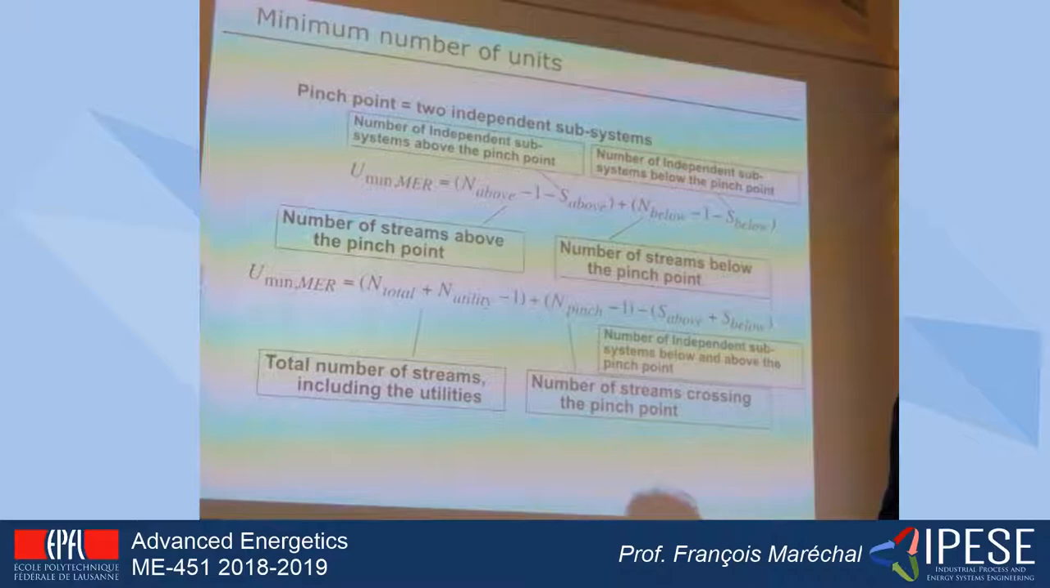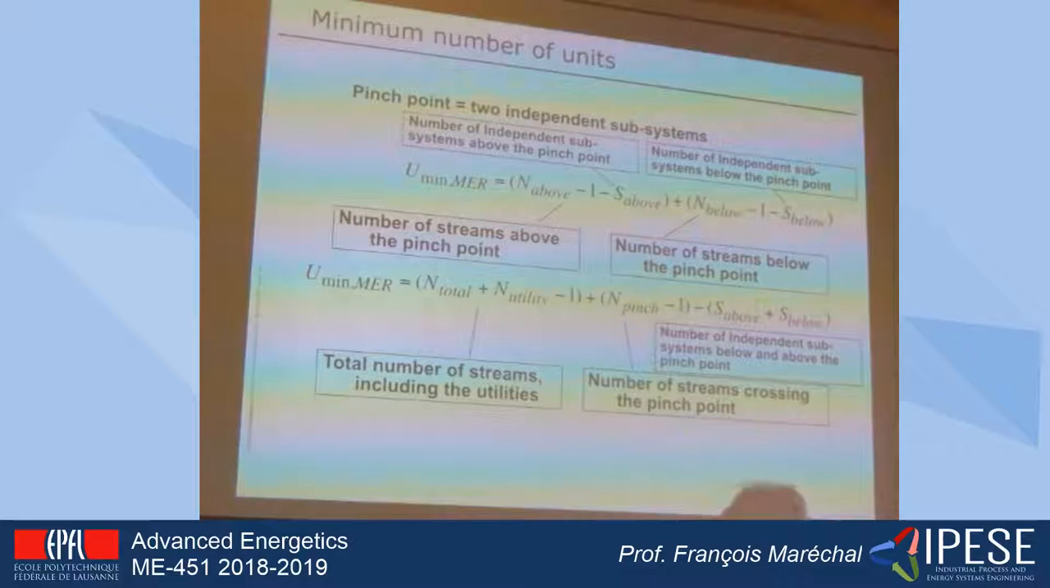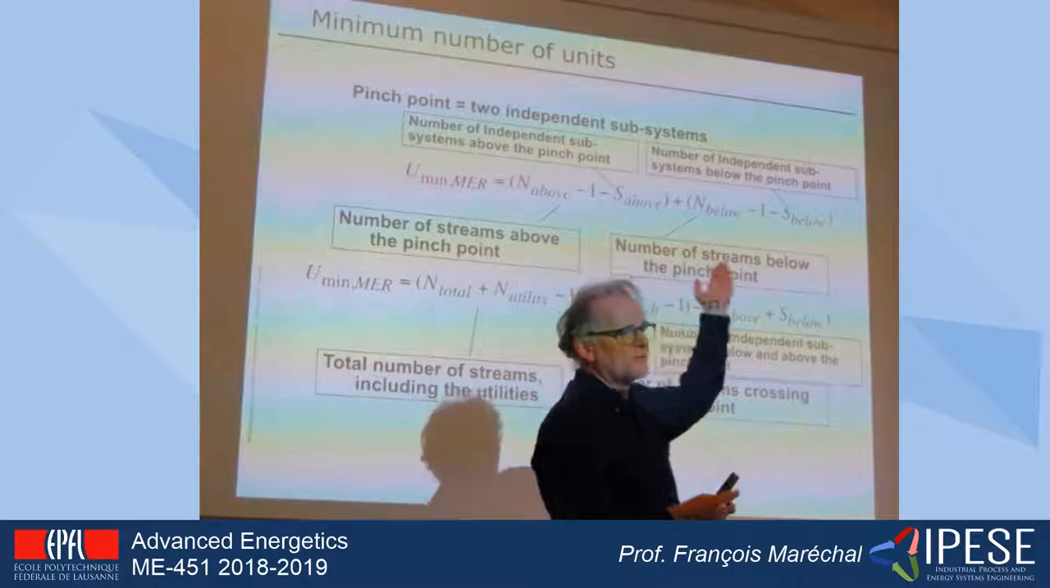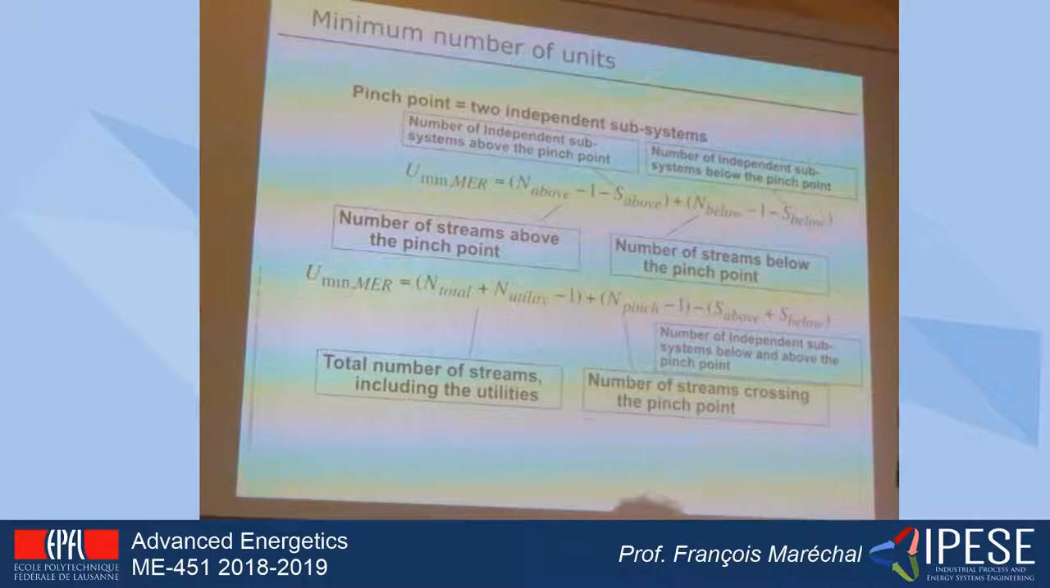Okay? And why do I have twice minus 1? The first minus 1 is because the whole system is in balance. So it means that the whole system is satisfying the energy requirement. And in addition, the subsystem that is below or the subsystem that is above is also in balance. Okay, so the hot utility plus the hot streams equal the cold streams above the pinch. So indeed, I have 2 independent subsystems, and this is the reason why I have to add here the minus 1.